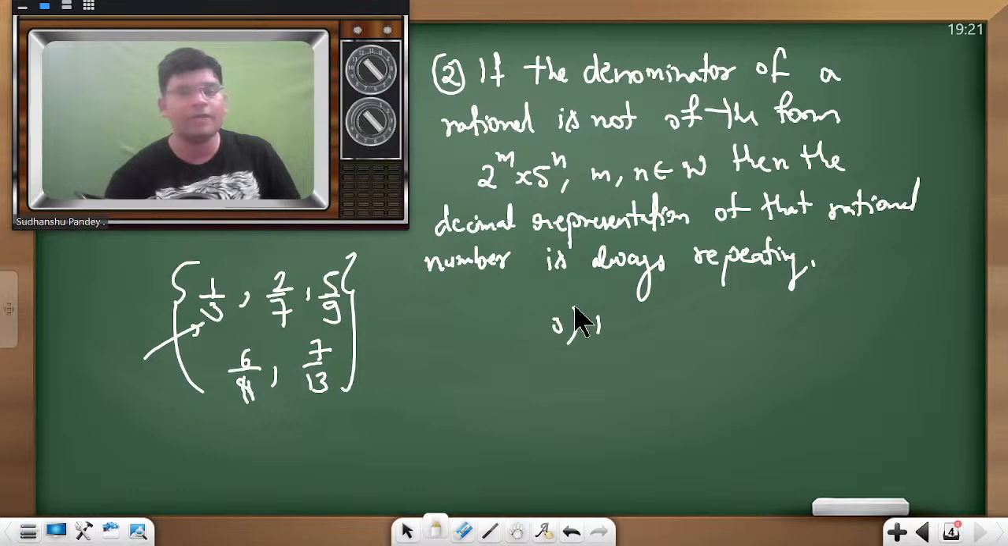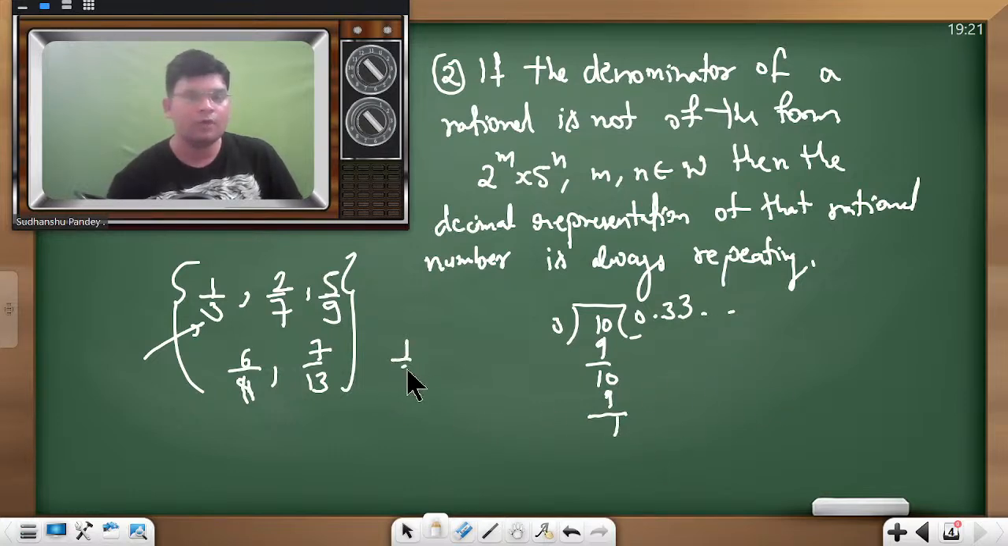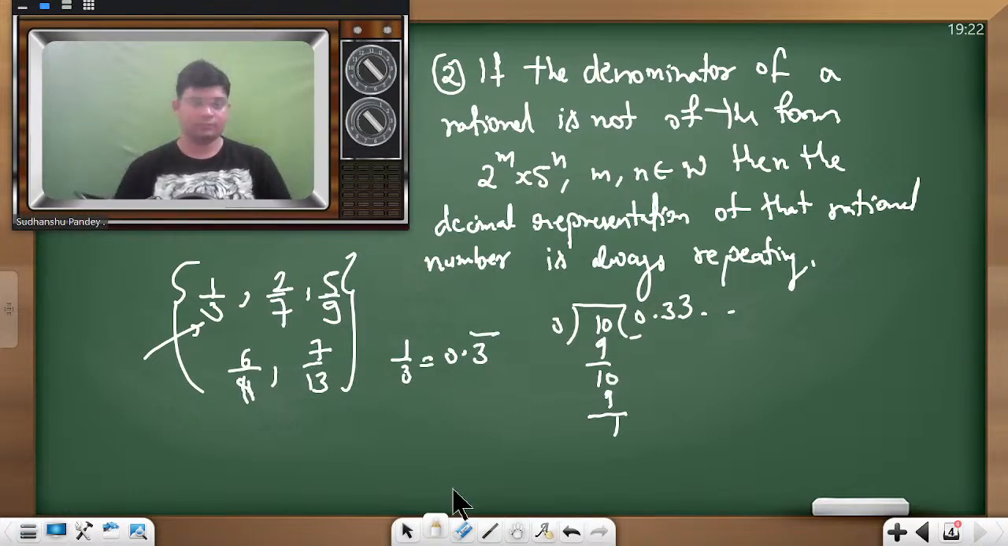You divide 1 by 3, you will be left with 0.3333. So 3 into 3 is how much? 3 into 3 is 9. And then again 3 into 3 is 9. So it keeps on repeating. So you will write 1 by 3 as 0.3 bar. यहाँ तक लिख लो. Then we will check with 7 as well.